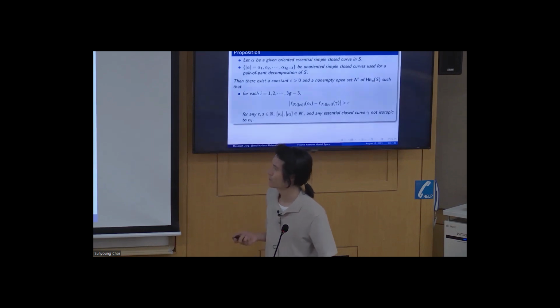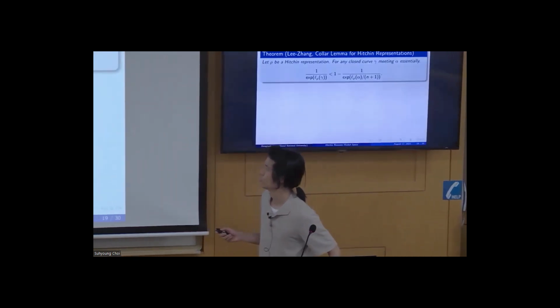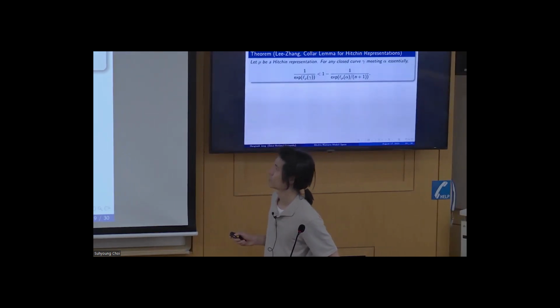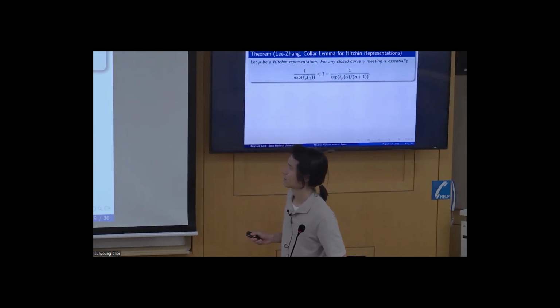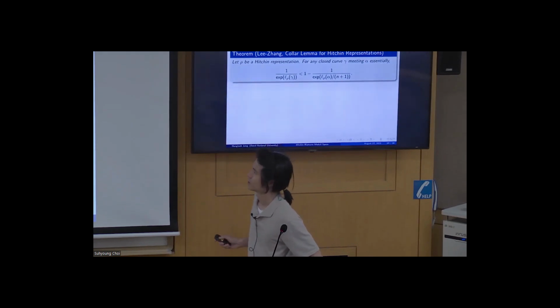So to prove this proposition, I need to use very strongly the result of Gueritaud, Lee and Tengren Zhang. And this is the so-called collar lemma for Hitchin representations. So what does the collar lemma tell you?